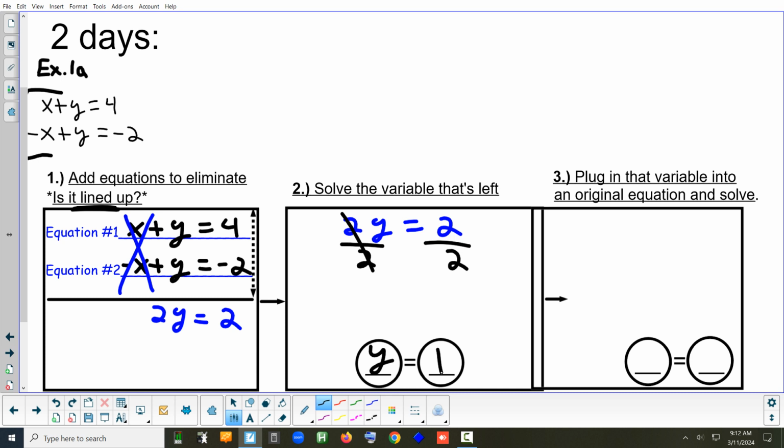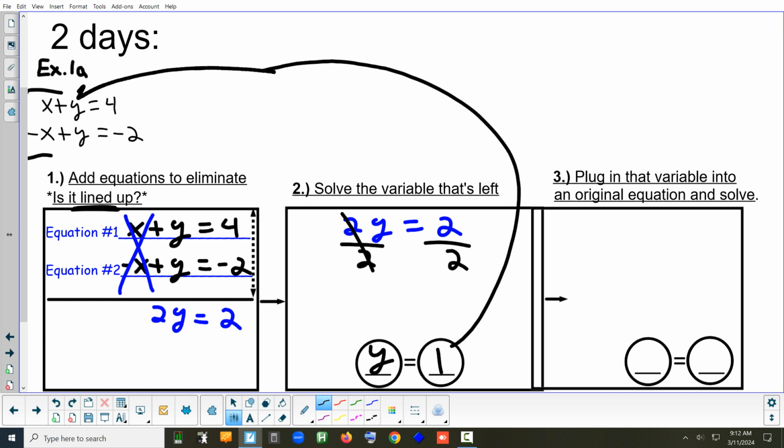So, do you guys want to plug the 1 back into the top equation or the bottom? The top. All right. So we're going to take the 1 and we're going to fill that in for what letter? Y. Right? Because it's y equals 1. So you're filling in the 1 for the y. Let's put that right there. All right. And now let's put that in box 3.